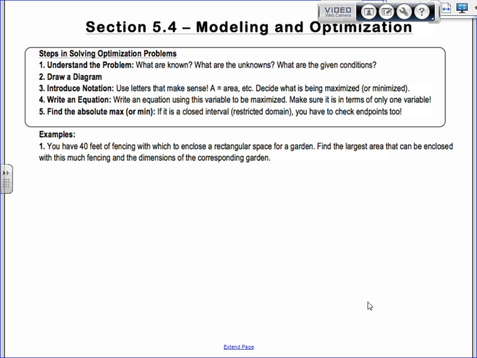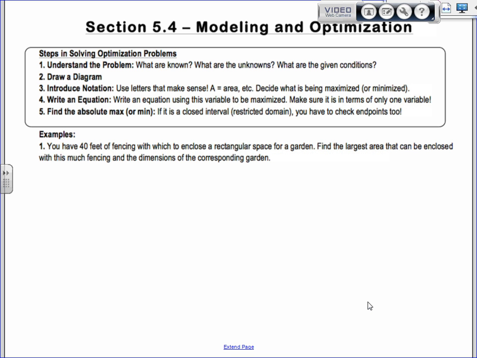First, you need to understand the diagram. So you need to know what's known, what are the unknowns, what are the given conditions. Use a diagram, introduce notation, use things that make sense, like A for area, S for side, L for length, and decide what's going to be maximized or minimized. So all of these are going to involve finding the maximum or minimum of something.